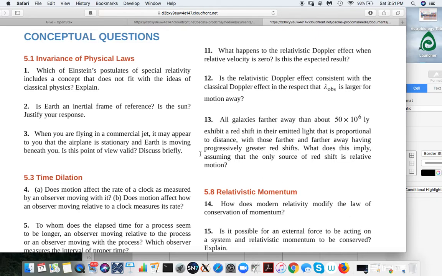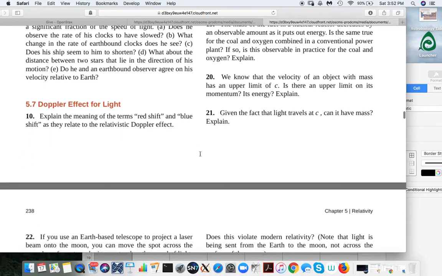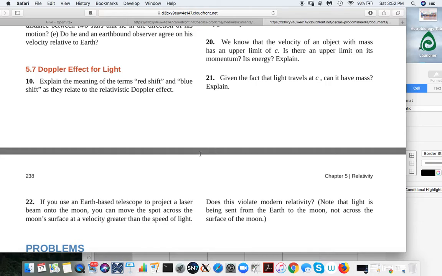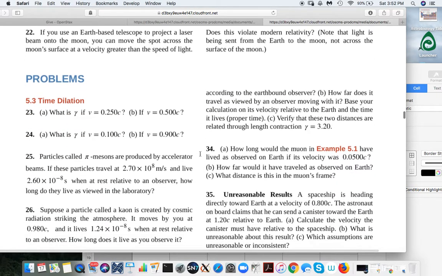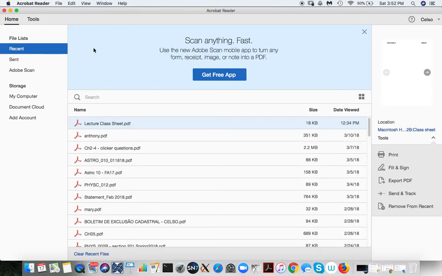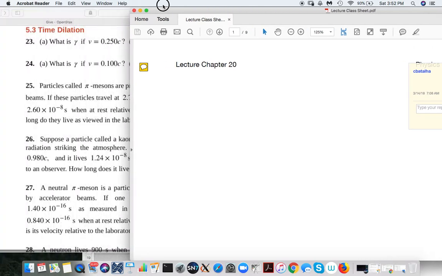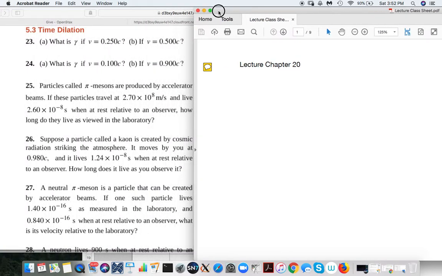So let's go through. Make sure you review these conceptual questions, and let's go to the problems. Let me get my sheet. There you go. Problem number 23. Oh, wait a second.